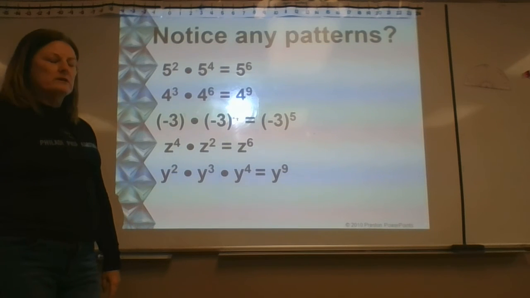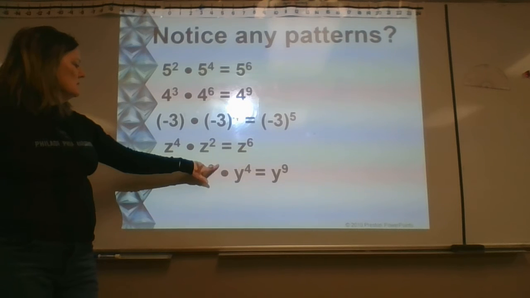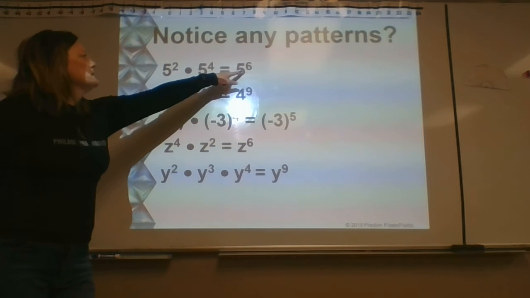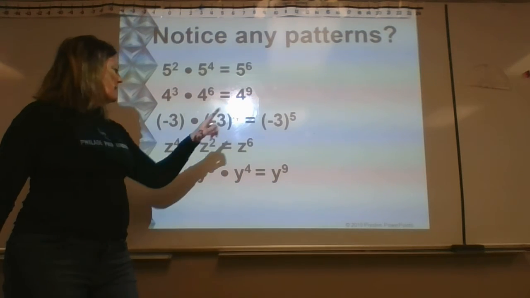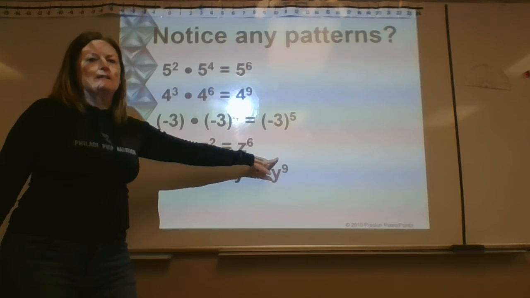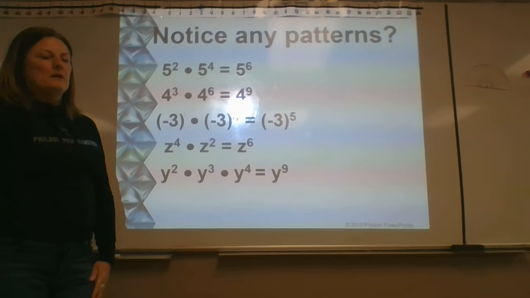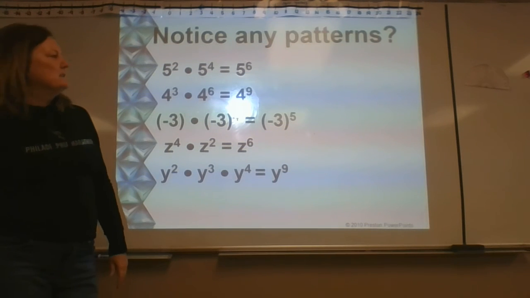So you may notice a pattern here that essentially we are just adding the exponents. 2 plus 4 is 6. 3 plus 6 is 9. 1 plus 4 is 5. 4 plus 2 again is 6. 2 plus 3 plus 4 is 9. So that's a little bit of a shortcut. But if you're not comfortable with that, I would recommend writing them out and expanding them.